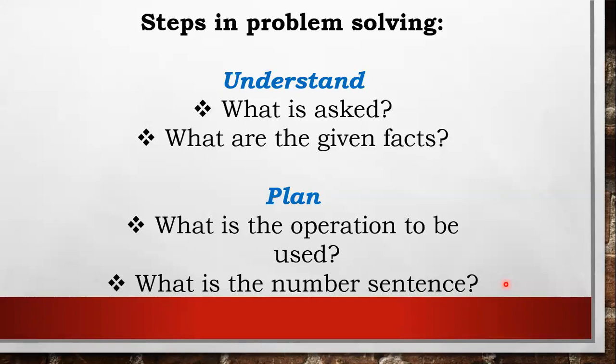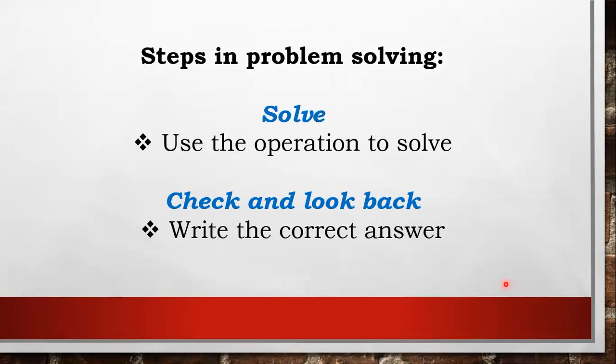Next is to plan. Know the operations to use and be able to translate the problem into a number sentence. The third step is to solve. Execute the number sentence using the operation. Lastly, check and look back. Assess if you got the correct answer.